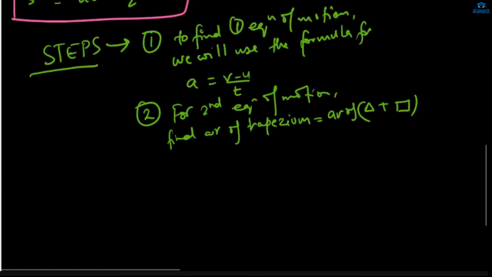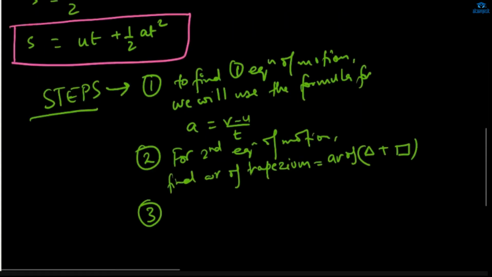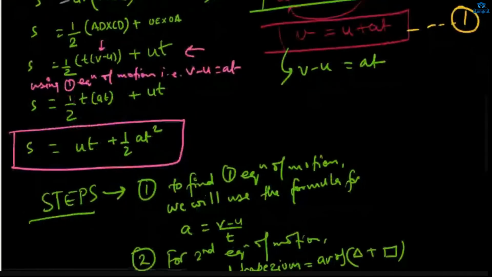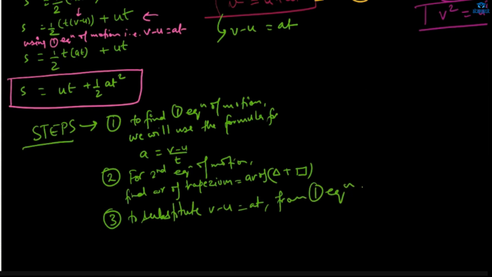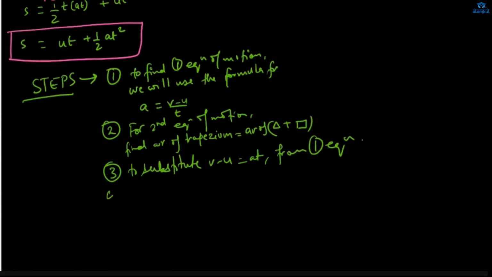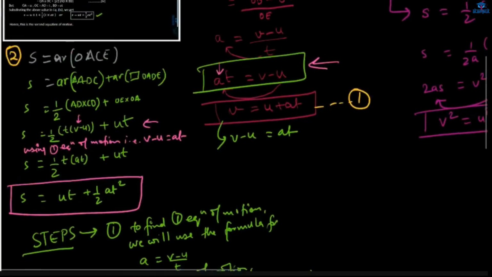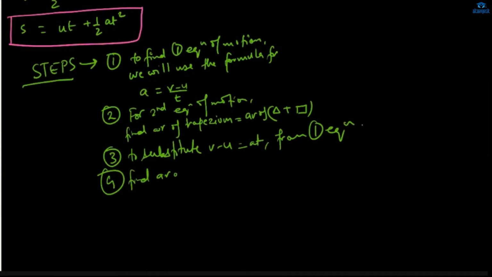Okay, and then the third step is what? To eliminate V minus U, or to substitute the value for V minus U, from the first equation. Okay, and then we'll get the third equation of motion. Fine. Now the fourth step is what? Find the area of trapezium, the formula is half the sum of parallel sides into height.